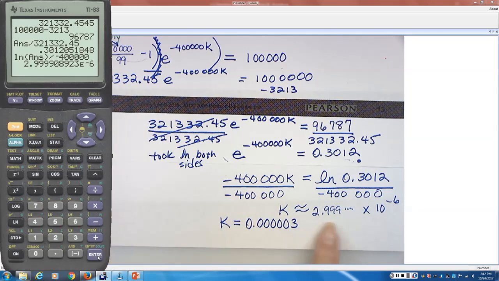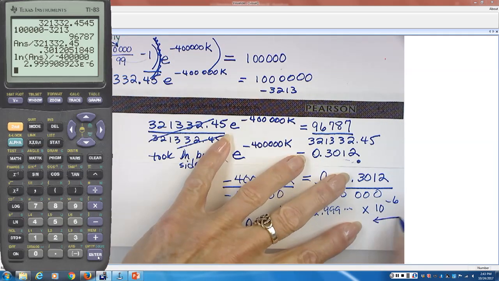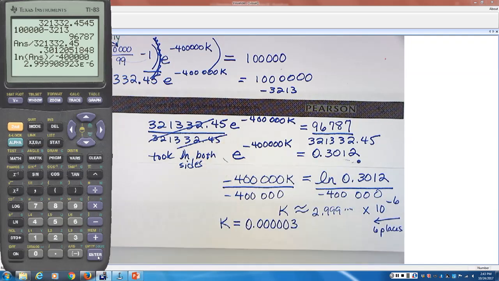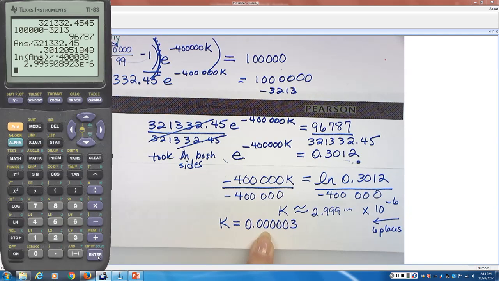Because I'm going to assume 2.999 is going to be 3. So I'm going to move the decimal from here 6 places to the left, because negative points left. You move your decimal 6 places, and there's the value of k. The value of k is 0.000003. Okay? So now we have to go back to the original problem.